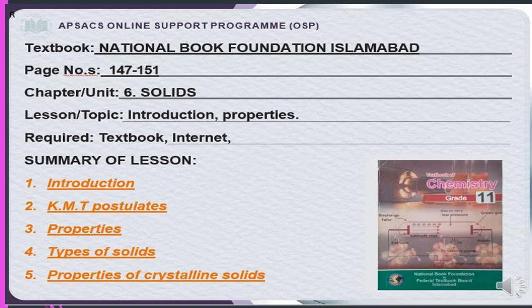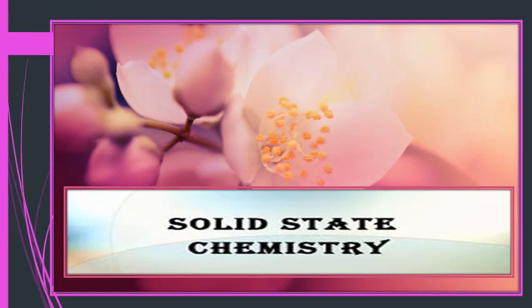Today we will discuss the chapter Solids. This is chapter number 6 from your first year chemistry. Today we are going to learn about the introduction of solids, the KMT postulates. KMT stands for kinetic molecular theory. Postulates for solids, properties of solids, then types of solids, then properties of crystalline solid. Solid state chemistry.